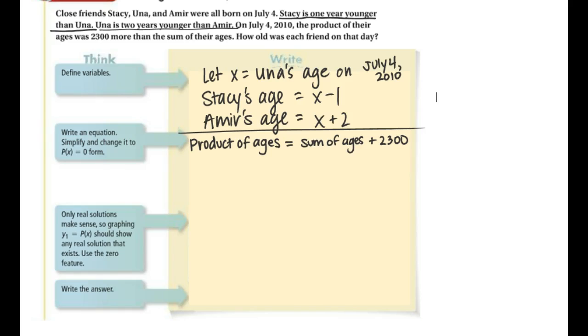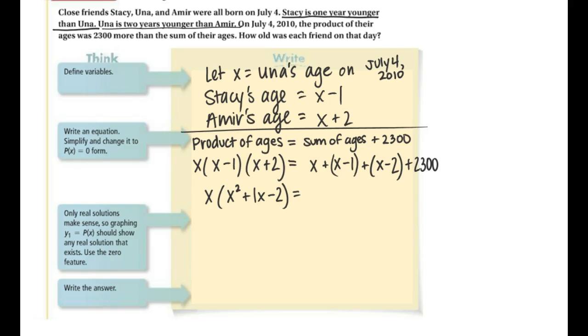The word problem said that the product of their ages was 2,300 more than the sum of their ages. So I just wrote that in word form: product of ages equals sum of ages plus 2,300. Now we're going to take a moment and substitute in the expressions we just defined above. So we get this equation here. Now we need to multiply the two binomials using FOIL. When I do that, I get x squared plus 1x minus 2, and then we want to distribute the x to each of those terms inside the parentheses. When distributing the x to each term inside the parentheses, I get x cubed plus x squared minus 2x.